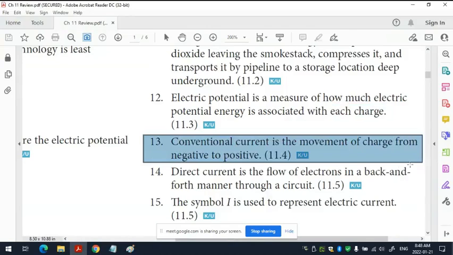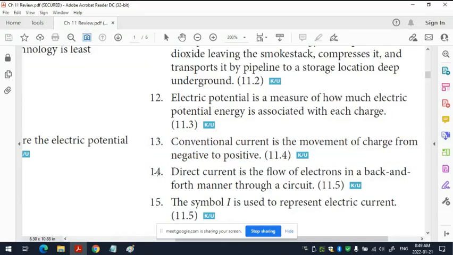Conventional current is going from negative to positive. Conventional is positive too. So what do you call the one that actually goes from negative to positive? I call it physical, because it is the actual physical motion of electrons. Okay, so this is a false statement.